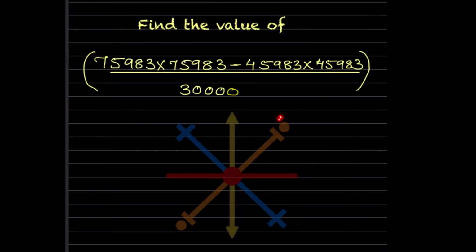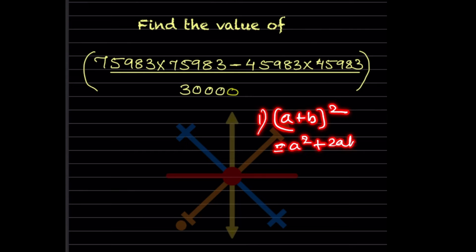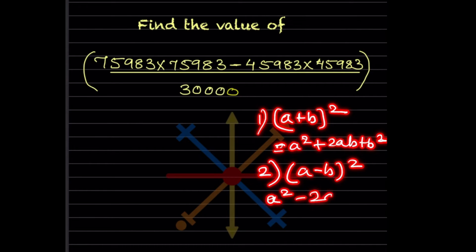is the identities. There are three identities that we are going to use here, and you should know these three identities. The first identity is (a plus b) whole square, which is going to be a square plus 2ab plus b square. All of you should know these identities. Now (a minus b) whole square is going to be a square minus 2ab plus b square.